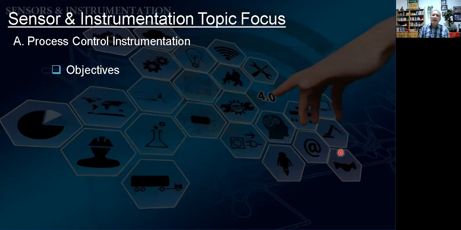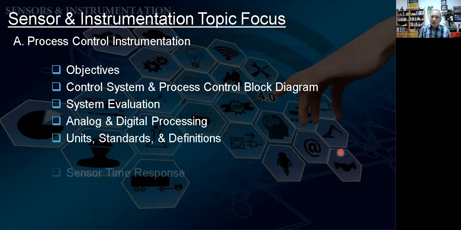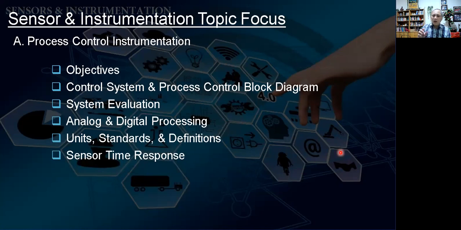Okay, let's look at our topic focus for this course. First, of course, we will talk about process control instrumentation. We'll talk about the objectives here: how a process control block diagram works, how to evaluate the system, and how the analog and digital processes happen. Of course, we may also mention a bit about unit standards and definitions so that we can go on with full understanding of what we are talking about. And then of course there is the sensor time response. This is the part we call process control instrumentation. And then of course significance and statistics.